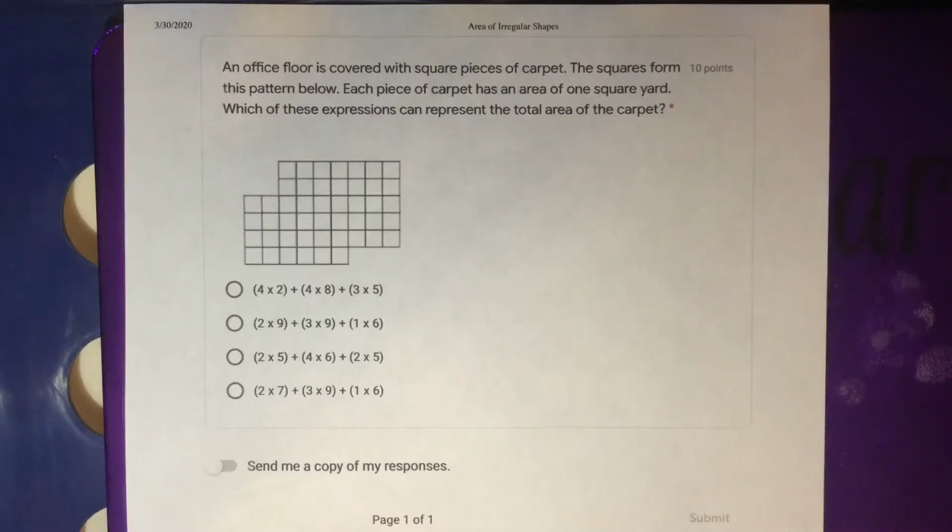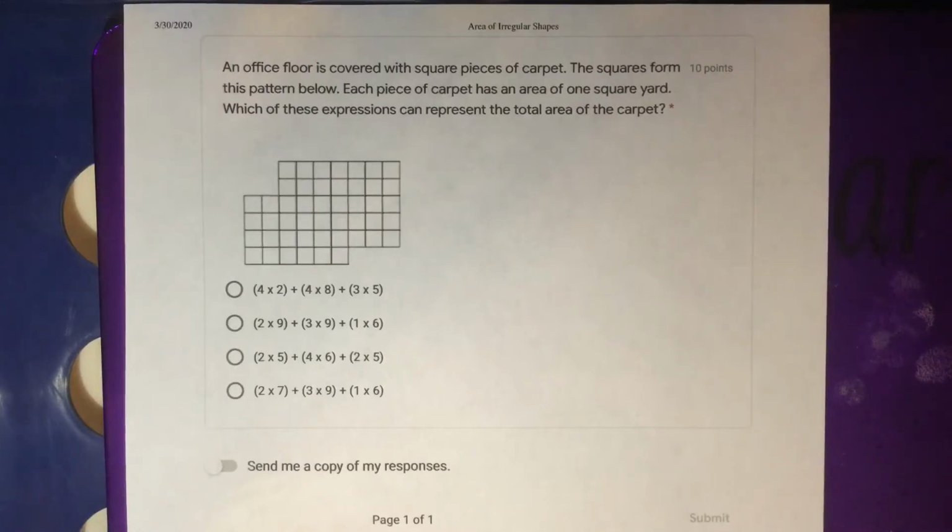This is the lesson on area of regular shapes. This is one of the last problems that was given on the multiple choice part. I was asked to go over it because there was some confusion. So the problem says an office floor is covered with square pieces of carpet.